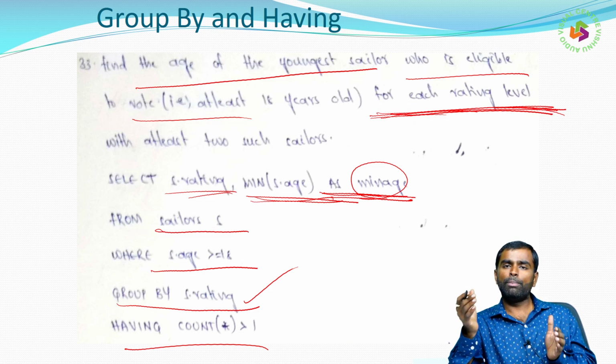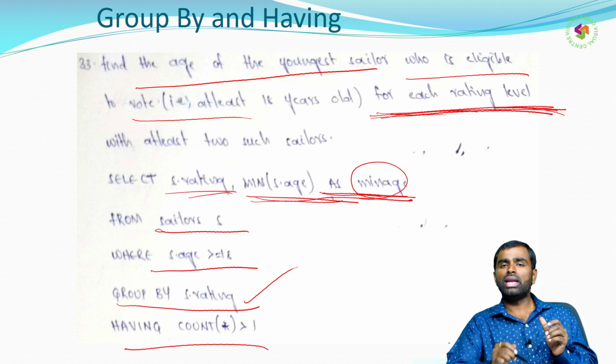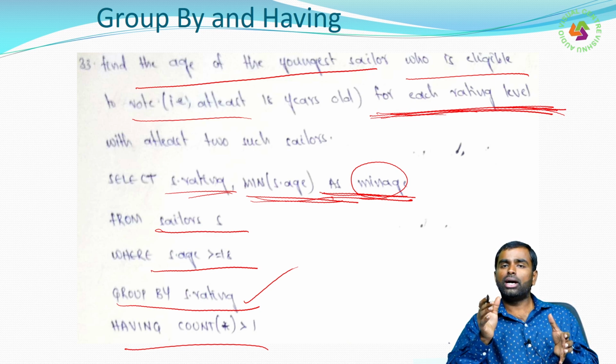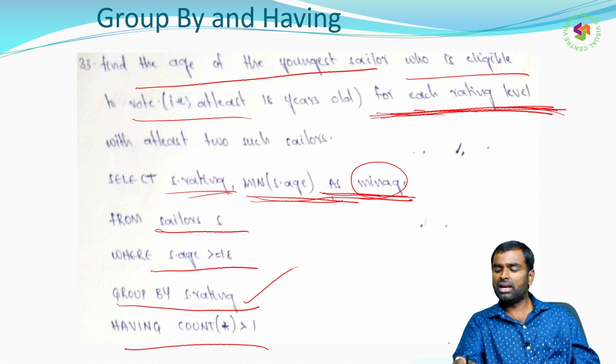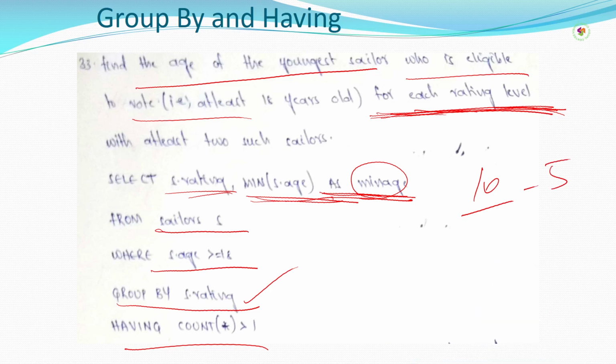Next, having. So different groups you have created. For each group, what is the condition on the group? That condition you have to give in the having portion. For example, for each rating level, 5 people got rating 10, 4 people got rating 9, and 10 people got rating 8.